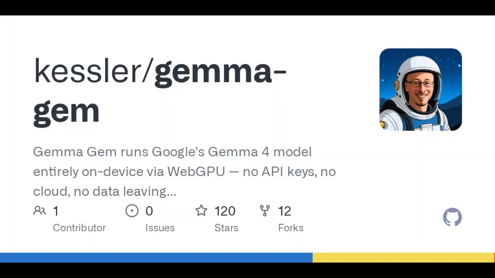And here's what surprised me most in testing: latency. Because there's no round trip to a server, responses start appearing faster than you'd expect. The bottleneck is your GPU, not a network call. On a machine with decent WebGPU support, token generation is genuinely usable.